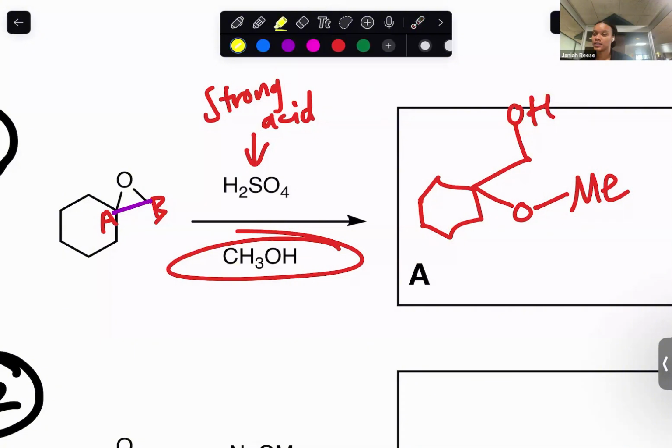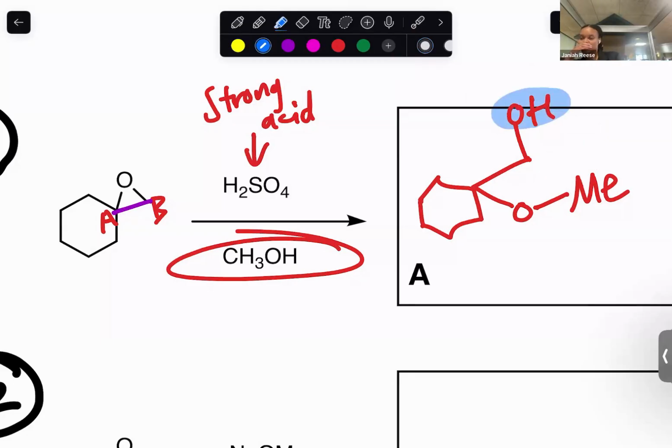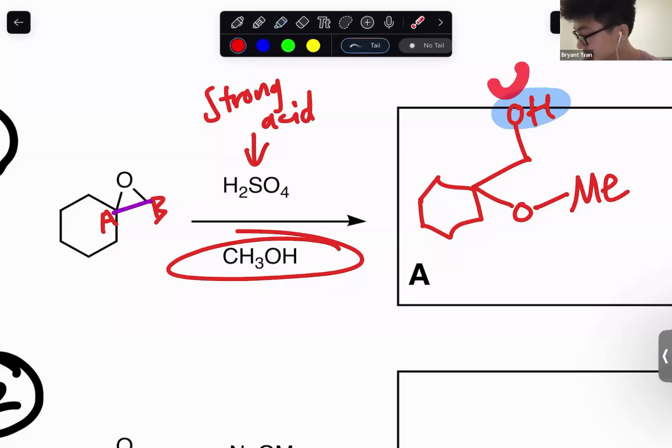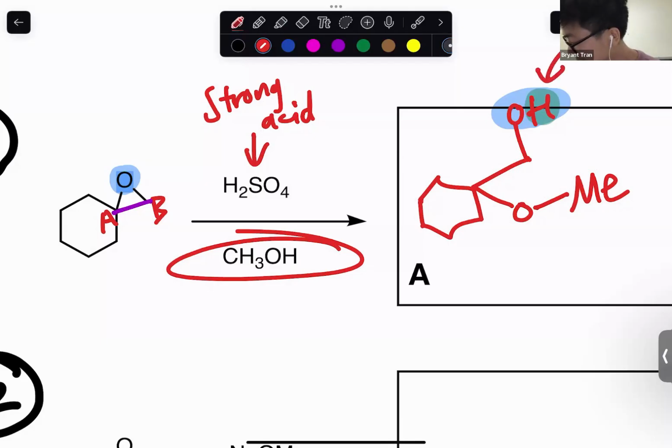Do you know where this alcohol came from? This OH came from... did it come from the acid? So this oxygen here is going to come from this oxygen of the epoxide right there, right? But the acid hydrogen, which is this H right here, is going to come from the acid. Like this hydrogen here is from the acid.